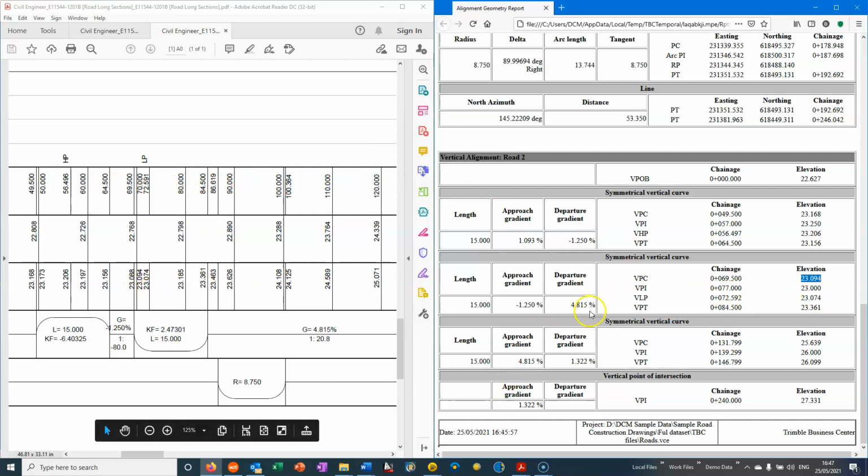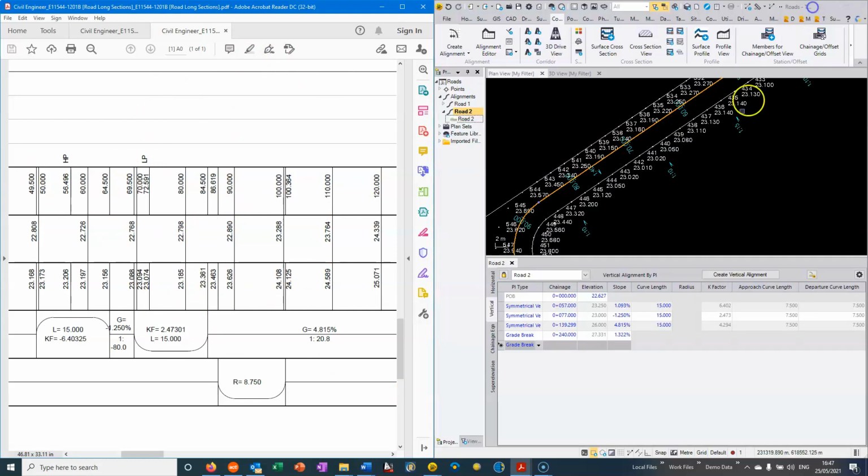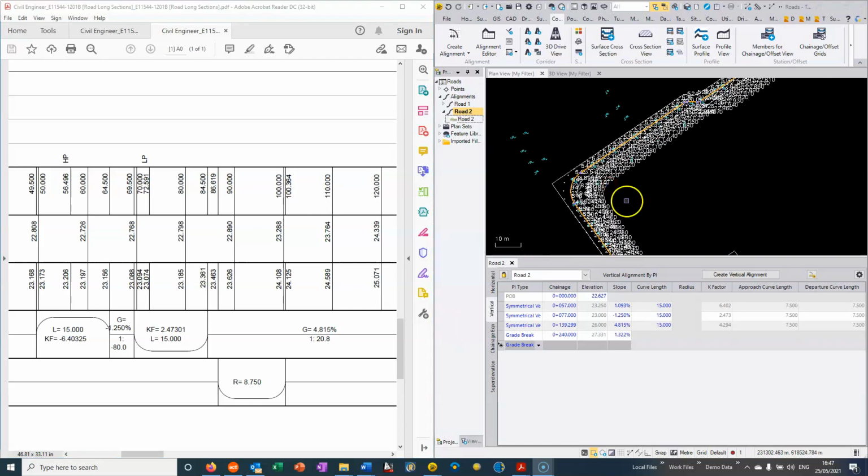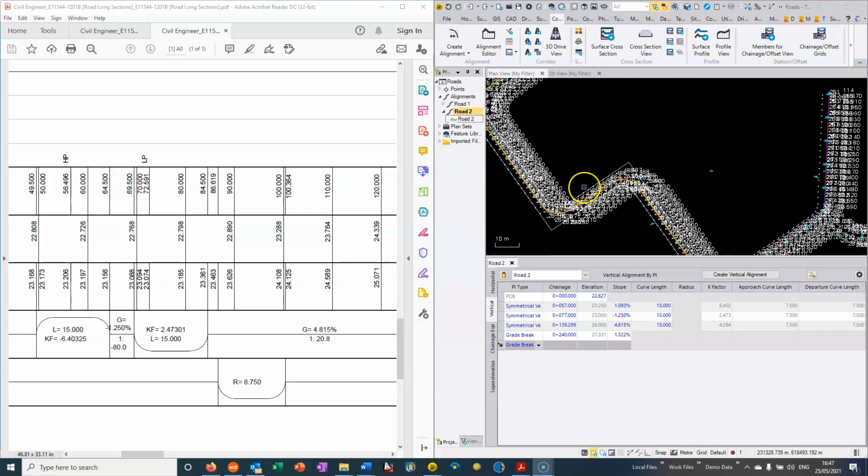So we can go through and check our road geometry that it's matching what's in the engineer's drawing. So that's a quick video on how we enter the vertical curve geometry into the alignment in TBC from typical engineering drawings in the UK.